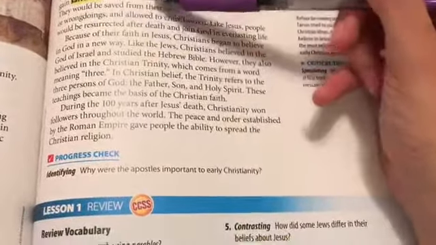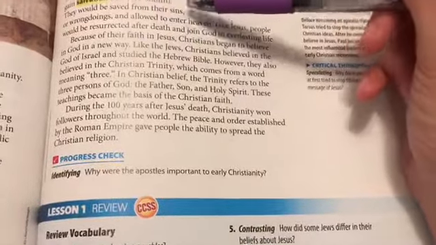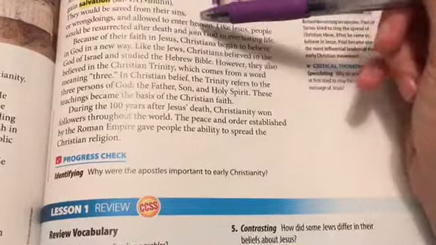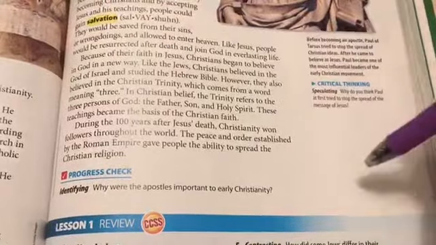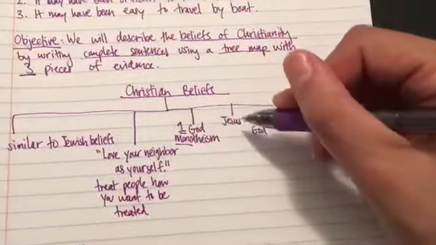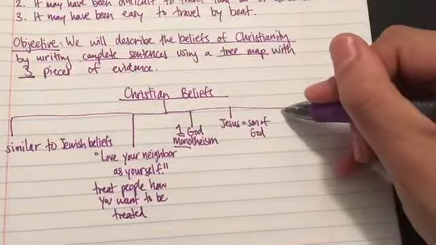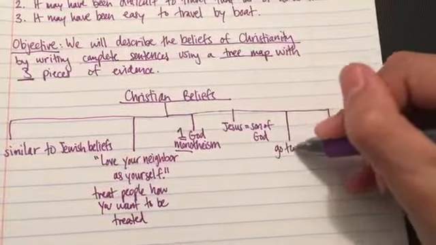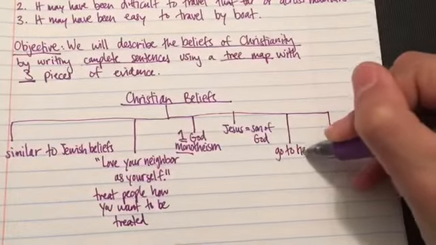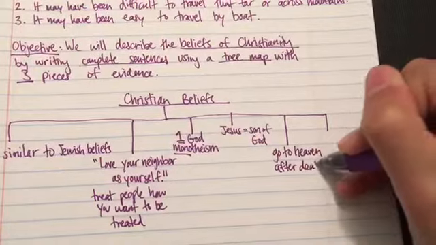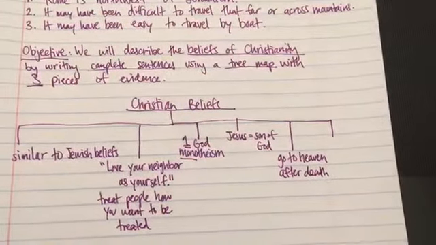They would be saved from their sins or wrongdoings and allowed to enter heaven. Like Jesus, people will be resurrected after death and join God in everlasting life. So we want to make sure we're adding this belief about what would happen after death. So they believed that if they accepted there was one God and that Jesus was the Son of God, then you could go to heaven after death. Okay?